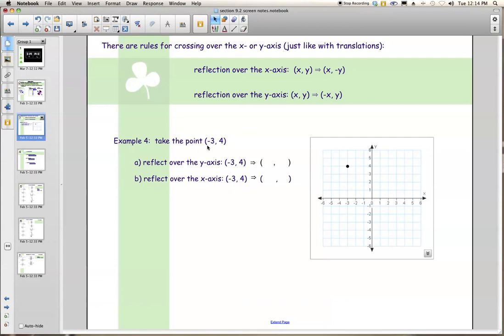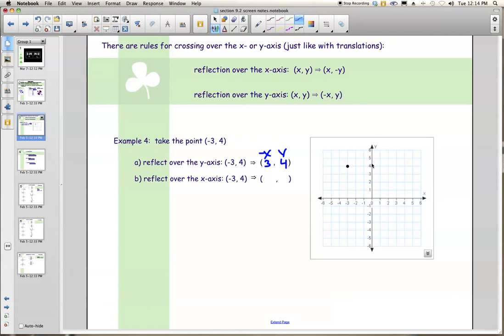Our last example would be to actually take that point, -3, 4, and where does it go when you reflect it over the y-axis? Well, our rule is you take the opposite of your x value, and the y value stays the same. So 4 stays 4, but you take -3 and make it its opposite value, so it would become +3, 4. You could count as well.